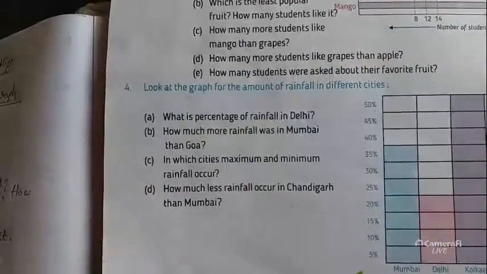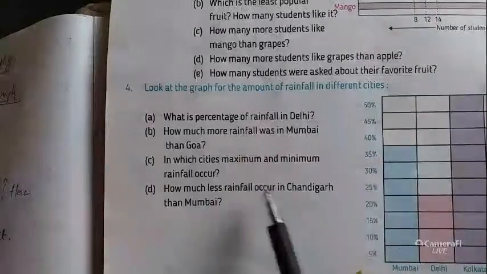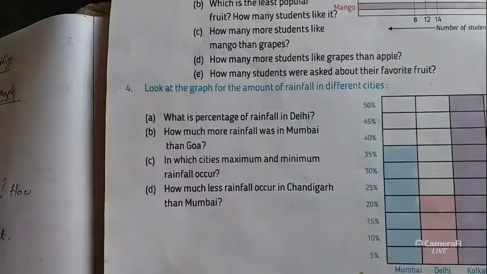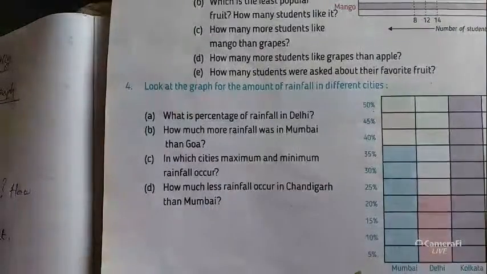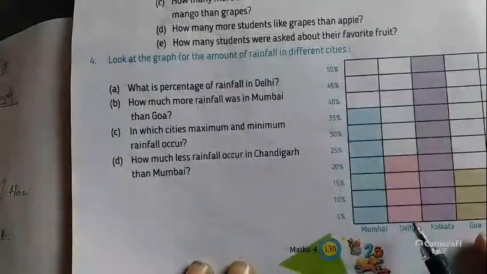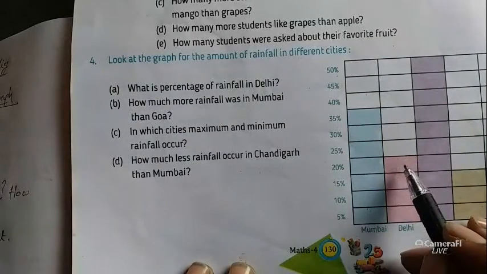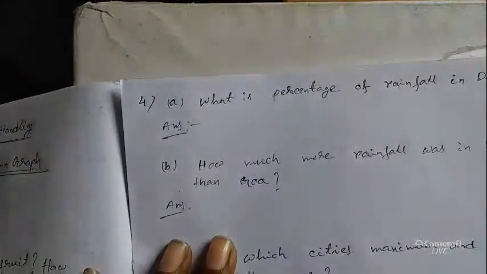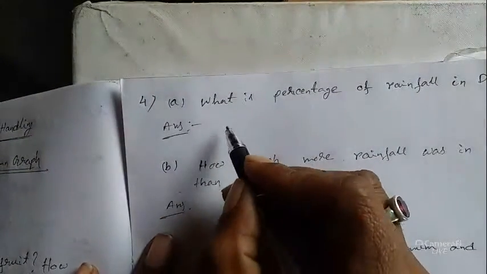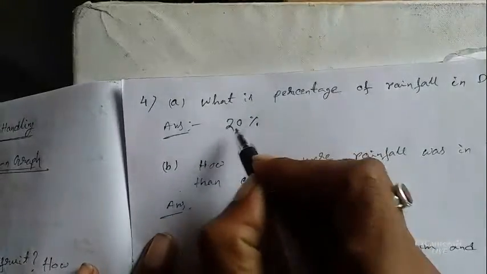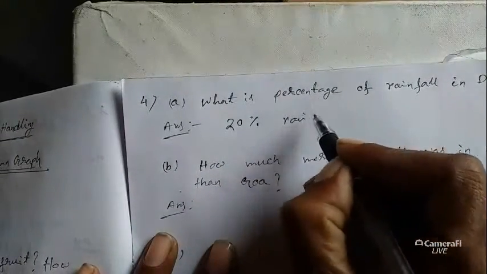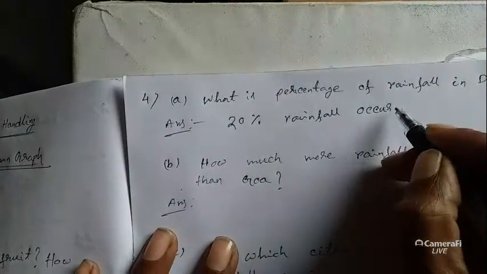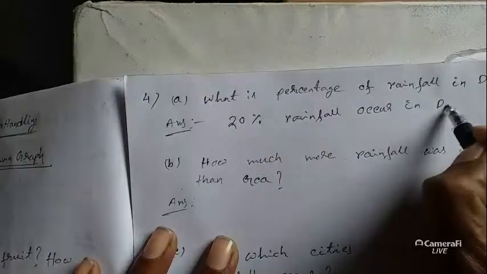Now here are the questions. Number A, what is the percentage of rainfall in Delhi? From the graph it is clear that in Delhi 20% rainfall occurs. So we will write our answer. What is the percentage of rainfall in Delhi? 20% rainfall occurs in Delhi.